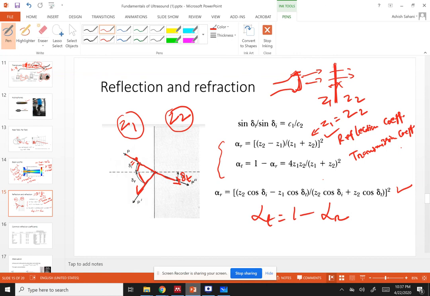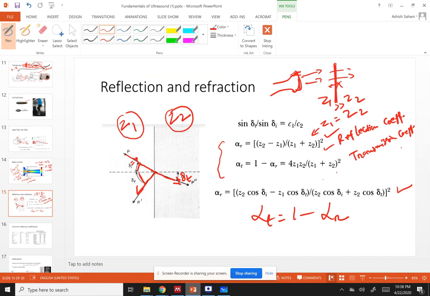On the contrary, if Z1 is very different from Z2, that is, either Z1 much greater than Z2 or Z1 much less than Z2, what will happen is the reflection coefficient will be very high.